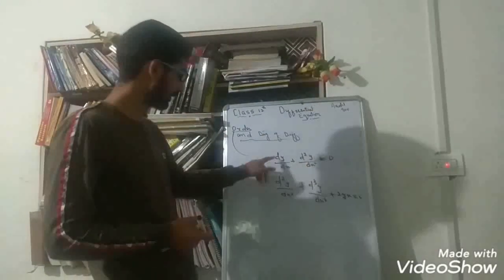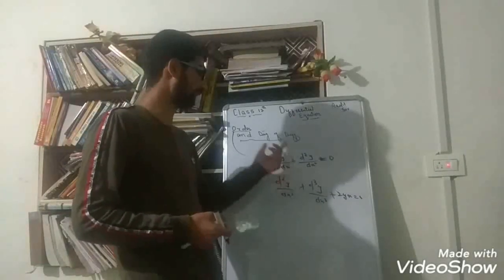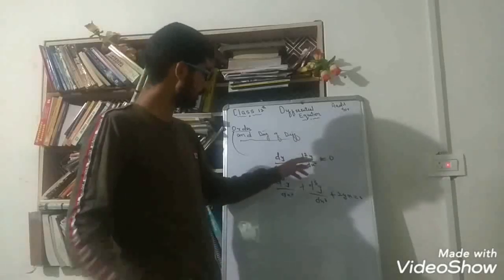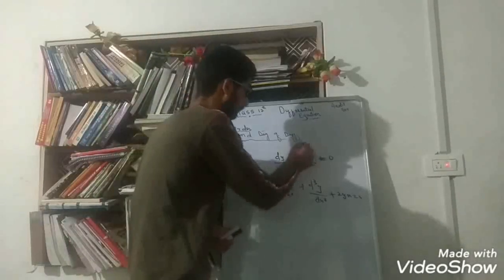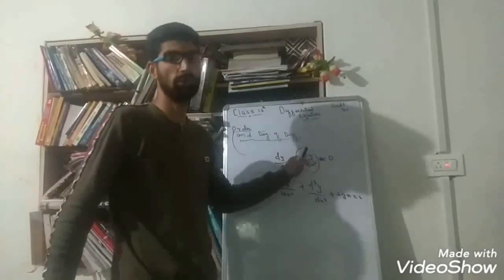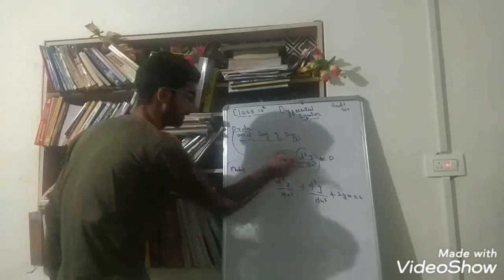What is the highest derivative present in this equation? Here it is the differentiation of y with respect to x, but only one time. Here it is two times. So the highest order derivative here is this one. How many times? Two times we have differentiated. So we are saying the order of the differential equation is 2.